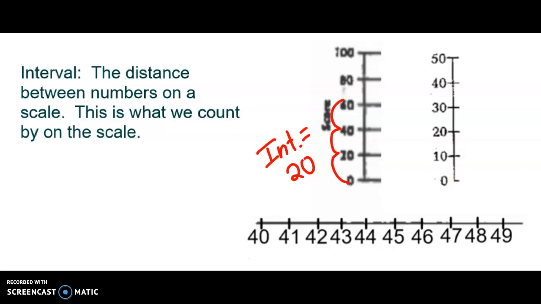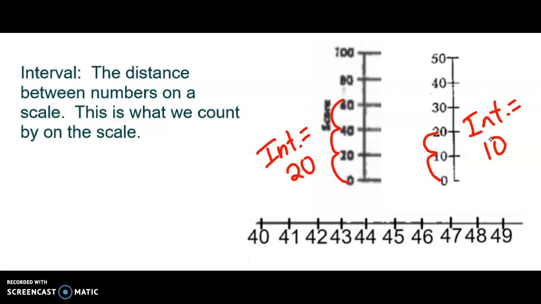This second one, I'm going from 0 to 10, 10 to 20. So when I look at that, I think, what am I counting by when I go 0 to 10, 10 to 20? Well, I'm counting by 10, so this has an interval or a count by 10. So I'm increasing by 10 through each one.